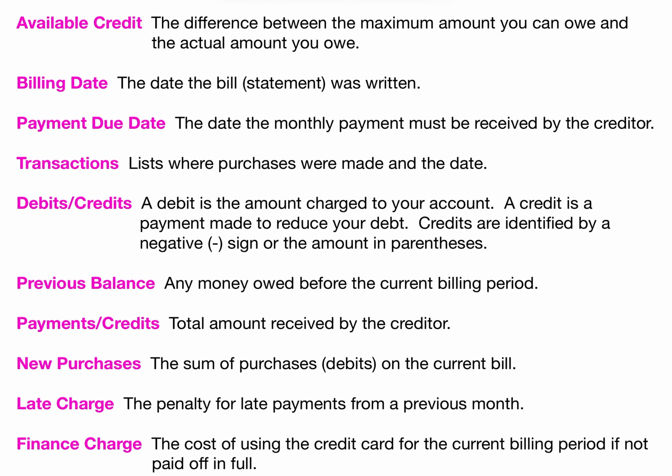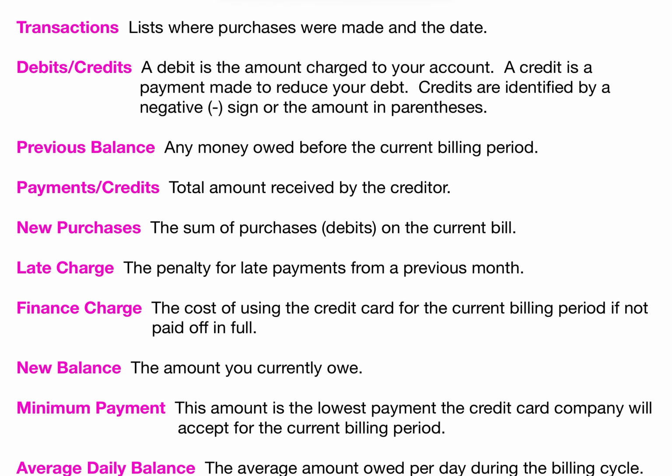Transactions will list where purchases were made and the date, as well as any credits. So if you've got a refund or you've made payments, you will see that in the transaction section. Debits and credits. So a debit is the amount that you charge to your account, and then a credit is what's credited back to your account. So a credit is essentially a payment, or if you've returned something, that amount will get credited to your account as well.